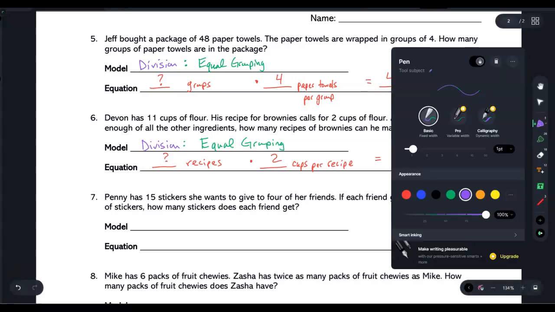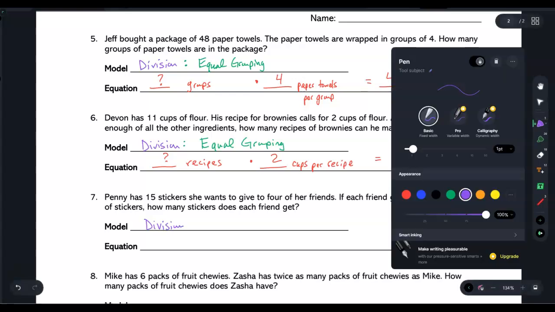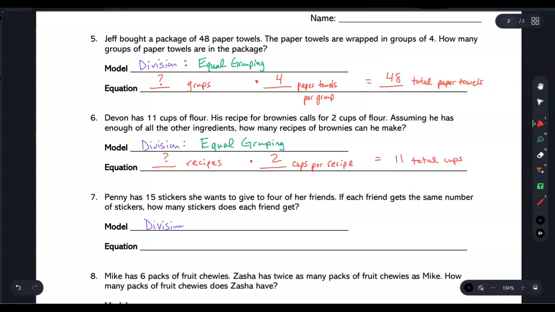Looking at the next one, it says Penny has 15 stickers she wants to give to 4 of her friends. If each friend gets the same number of stickers, how many stickers does each friend get? Again, if I were to actually solve this, I would end up with a remainder. So if it's obvious that that would happen, that would help you figure out that this is in fact division. But again, we could just do our setup equation to find that. So I've got friends and I've got stickers. I think that the units then that make sense for this middle number would be stickers per friend.